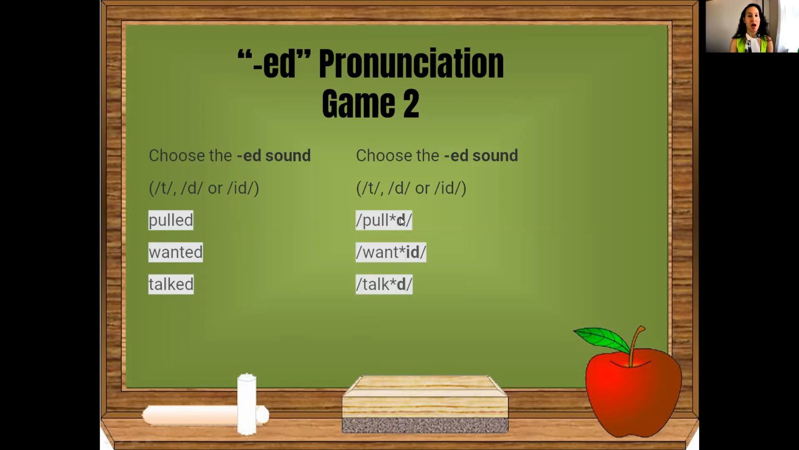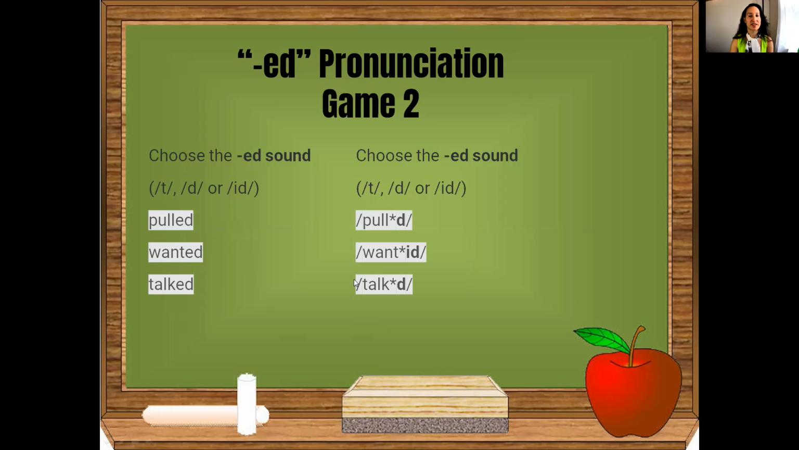Okay. Now here, I made one mistake, okay? I did it on purpose because I want you to tell me which one is wrong, okay? Which one is wrong? Are these wrong or are these wrong? Okay, I'm going to pronounce these one more time. So listen to the sound. Pulled, pulled, wanted, talked. Okay, think you're getting it. Pulled, wanted, talked. So which one is wrong?